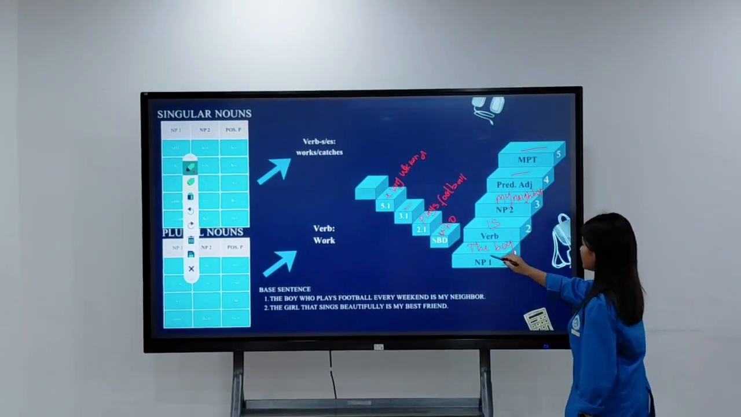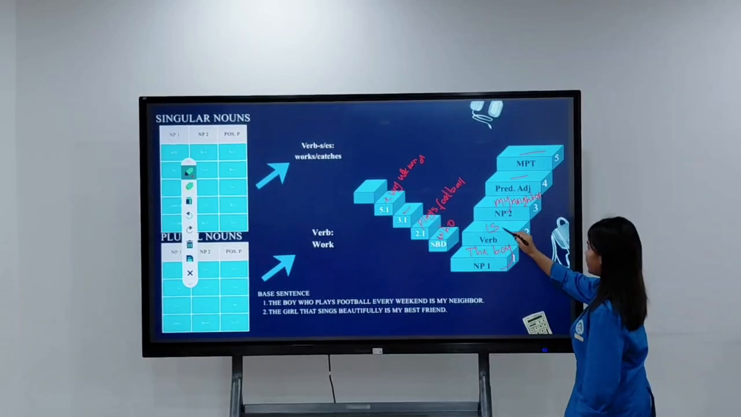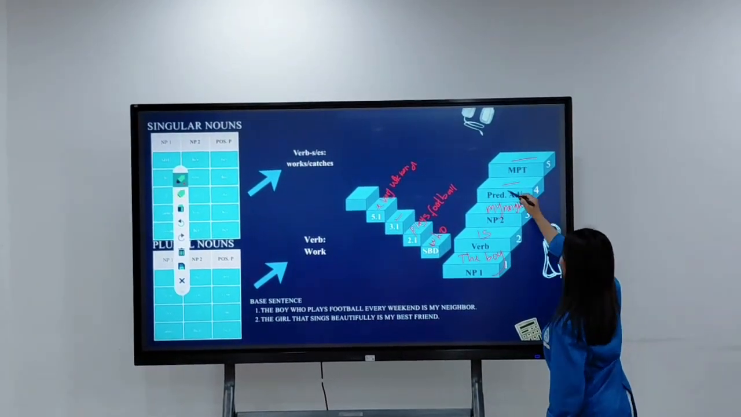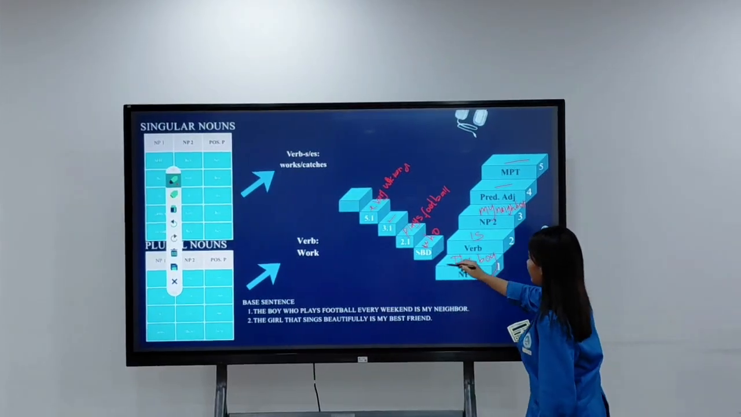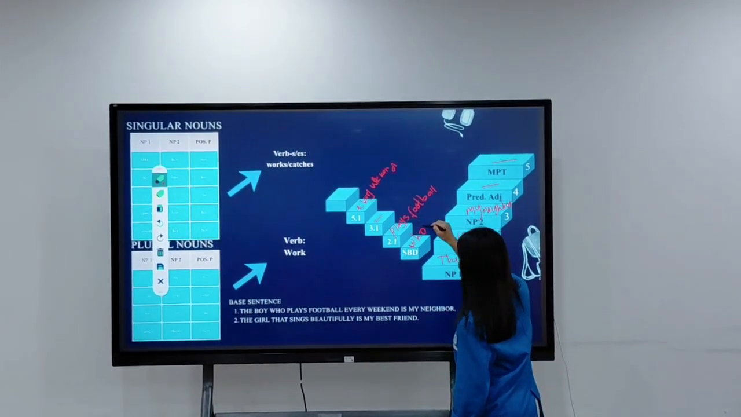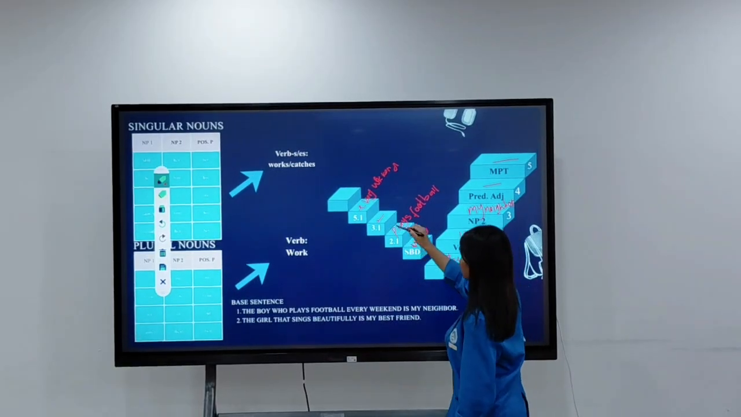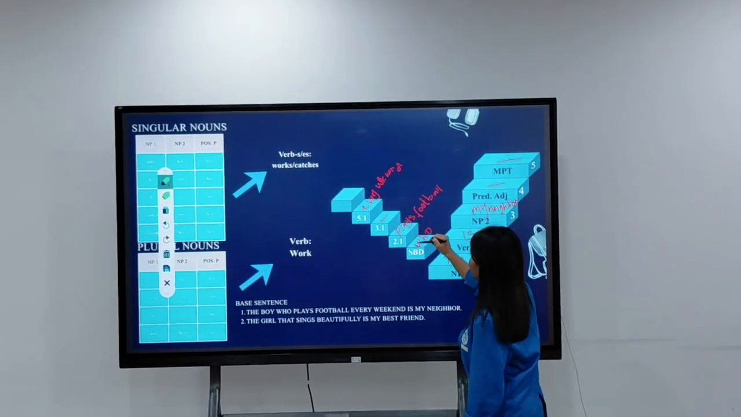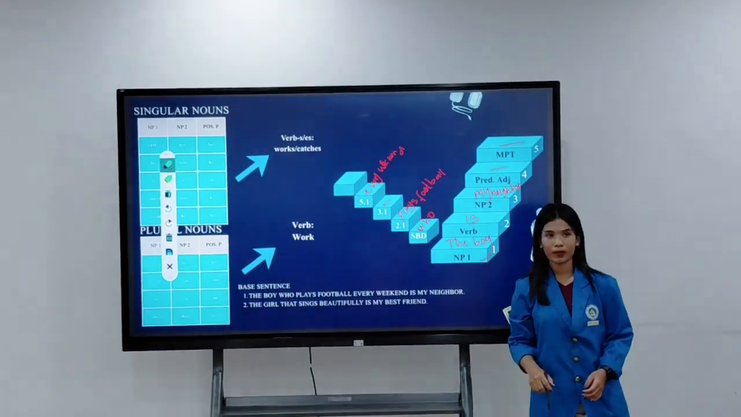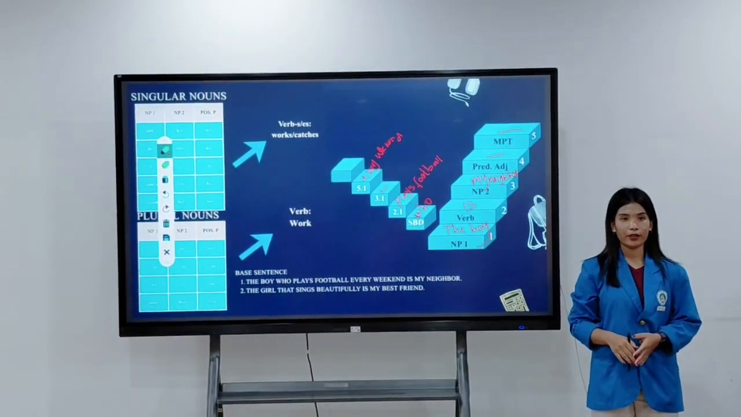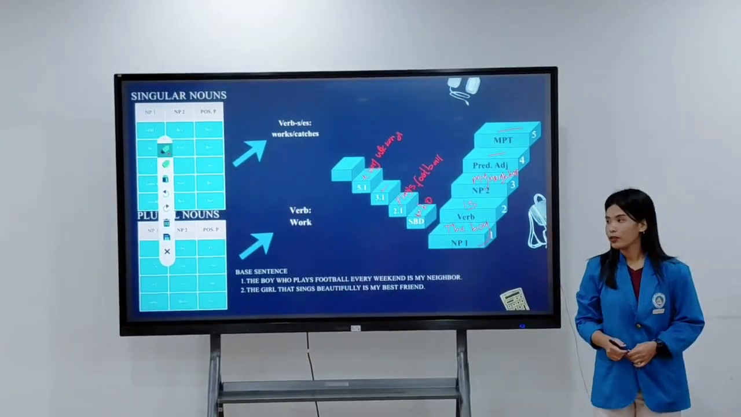In P1, the boy, verb is. In P2, my neighbor, predicate skip, MPT skip, and SBD structure: who, next plays football, next skip, next every weekend. Complete sentence: the boy who plays football every weekend is my neighbor.